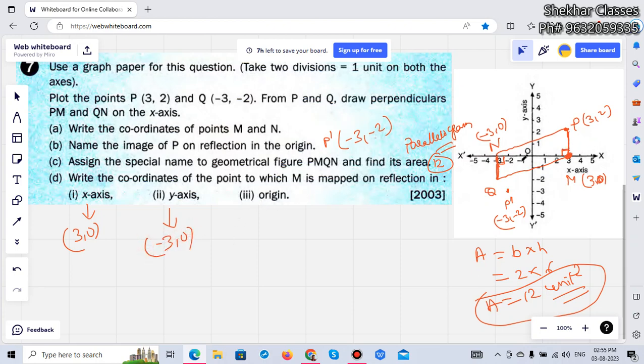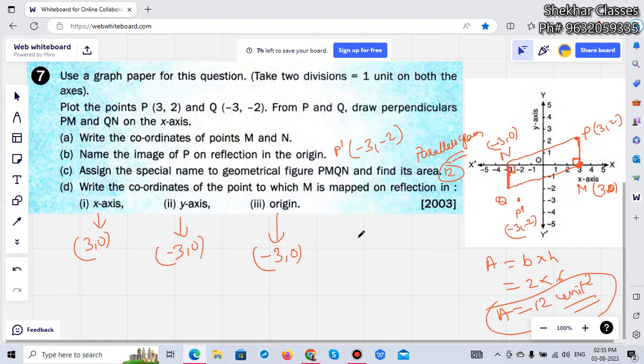If you reflect through the origin, both change, right? So (3, 0) will become (-3, 0), because 0 doesn't have any sign. The signs of both x and y will change. So x is plus 3, it will become minus 3. 0 does not have any sign, so it will be 0 only. So this is how it is reflected through all the different mirrors, and these are the answers.